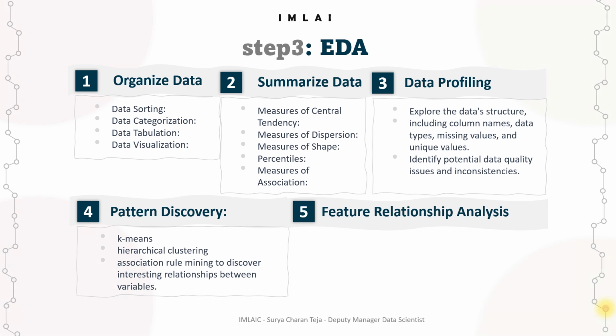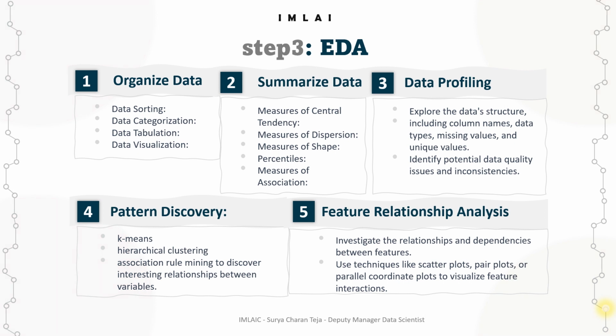And the fifth one is feature relationship analysis. Okay. Feature relationship analysis. So here what we do is investigate the relationships and dependencies between features, use techniques like scatter plots, pair plots, or parallel coordinate plots to visualize feature interactions. So these are the techniques that we use widely under EDA.